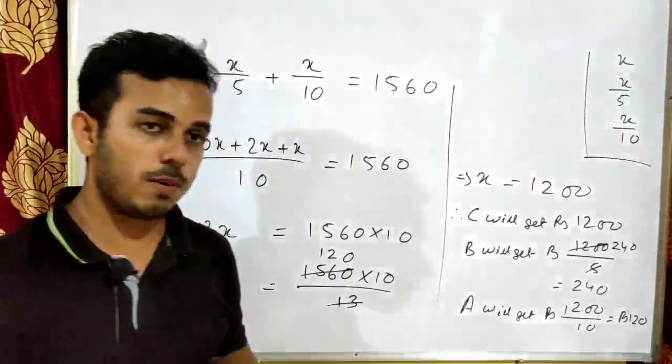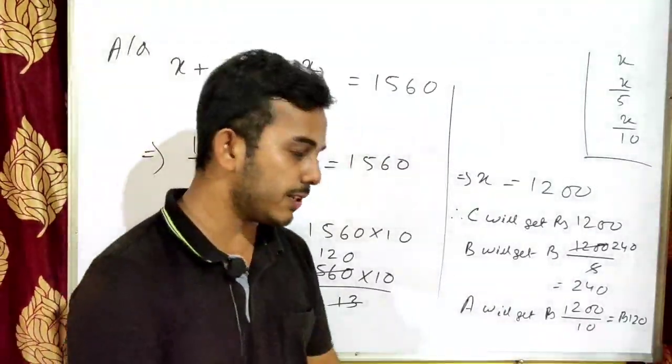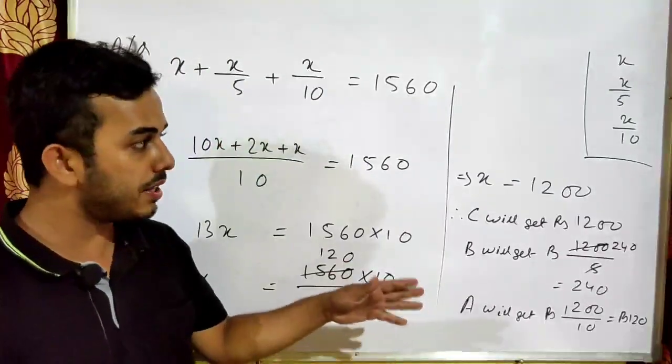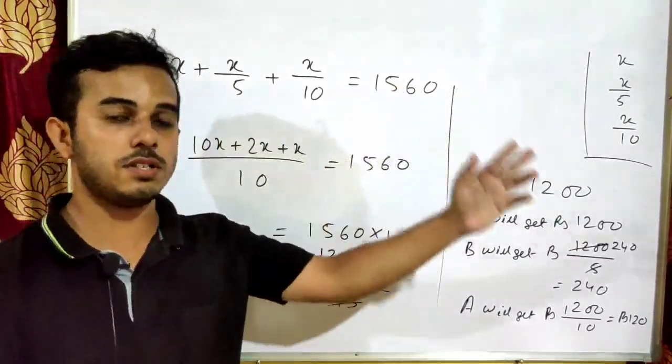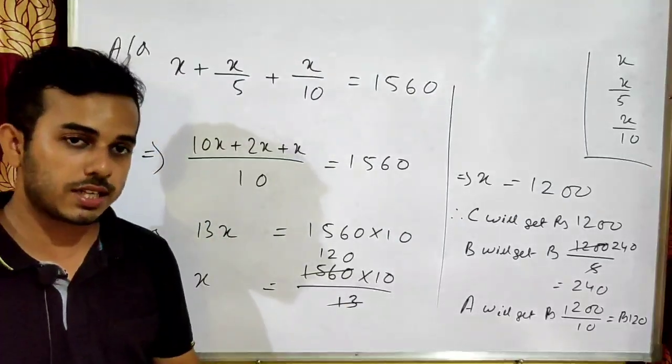Okay, 120. So here C got 1200. B got rupees 240. A got 120. If you add this, you will get that the total is 1560. Okay, I hope this is clear to you.